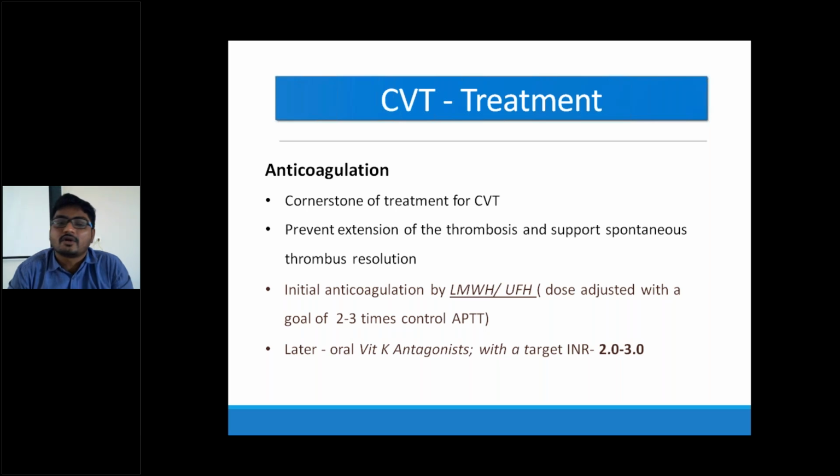Apixaban, we have no need to continue for lifelong, right? In this type of COVID patients, we can continue for only 14 to 15 days, 2.5 mg, then we can stop, no problem for that.